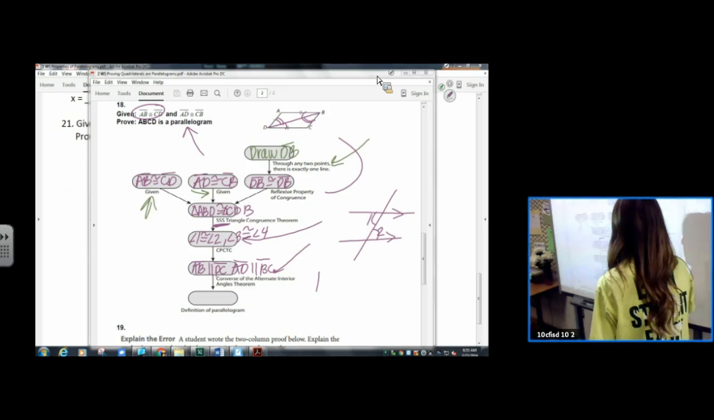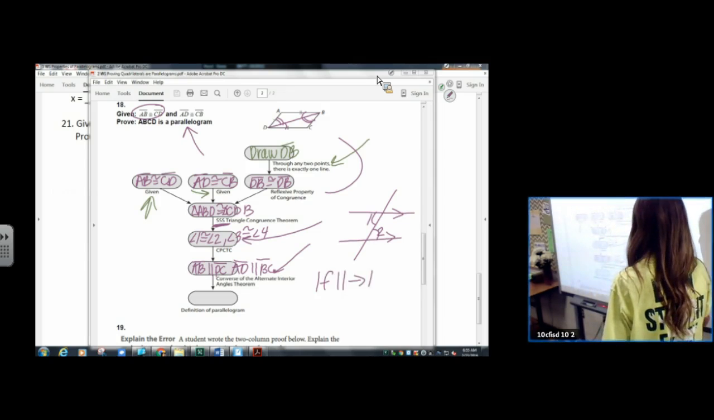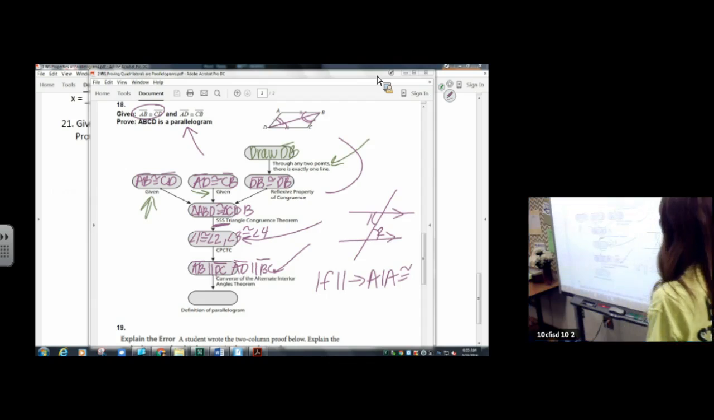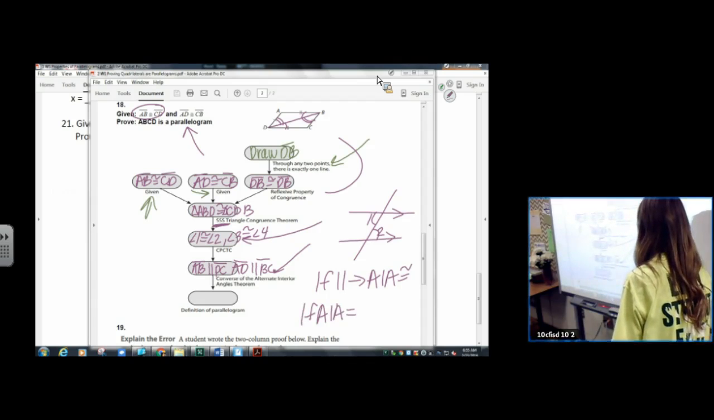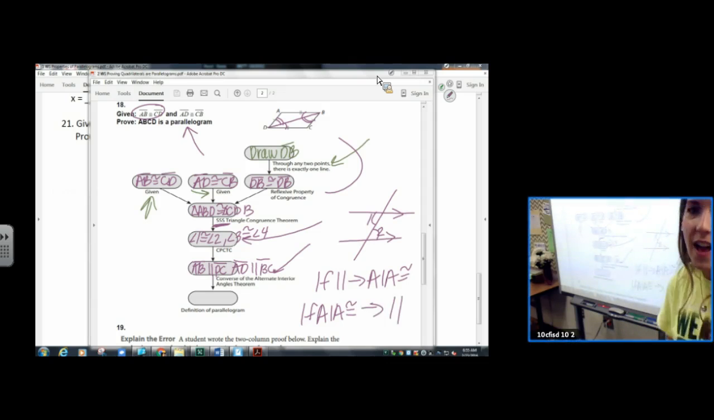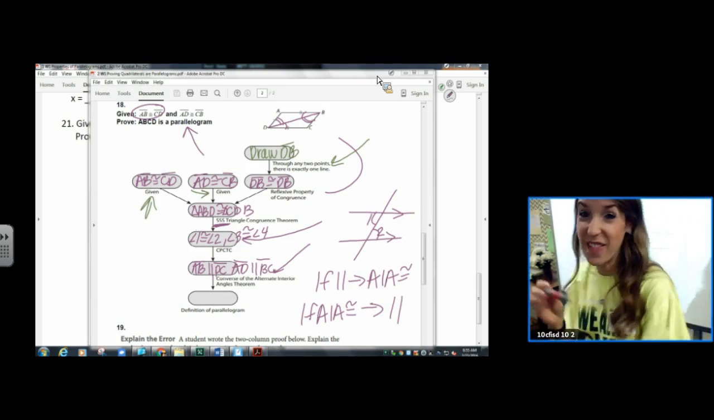You see, that theorem says, if parallel, then AIA congruent. But we did the backwards. If alternate interior angles are congruent, then we have parallel lines. That's what we did. All right, finally, we need to say something. And the reason is definition of parallelogram.